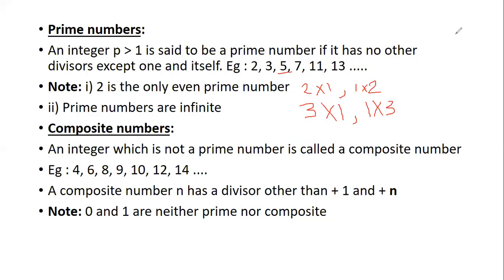But if you take 6, 6 ones are 6, and then you have 2 threes are 6, 1 six is 6. Apart from 1 and the number itself, you have one more number by which you can divide it. If you divide 6 by 2, you get 3. So this is not just 1 or 6 itself.